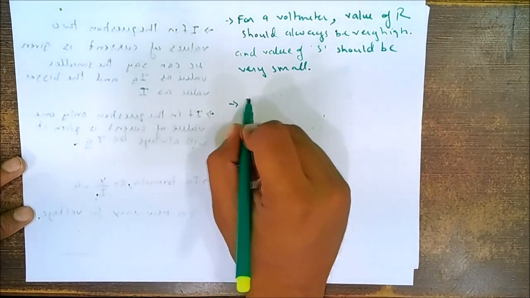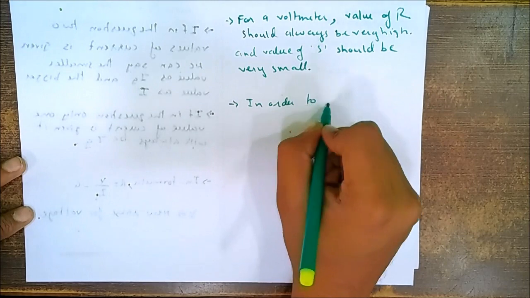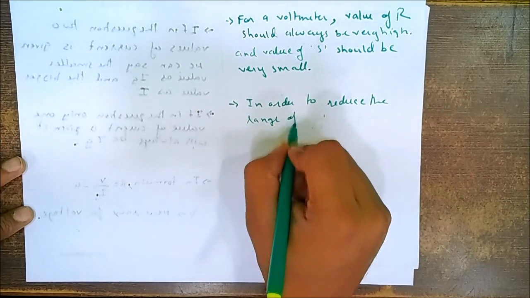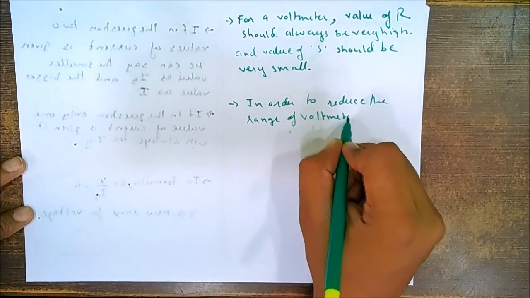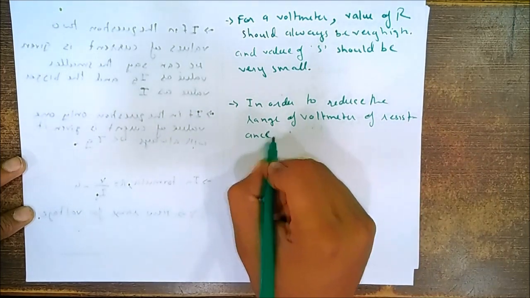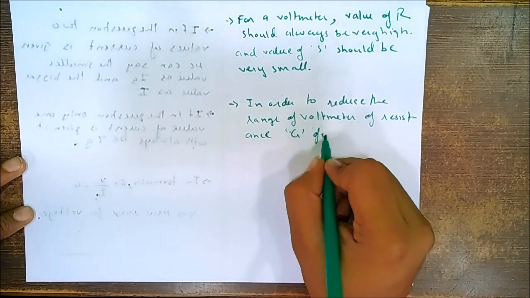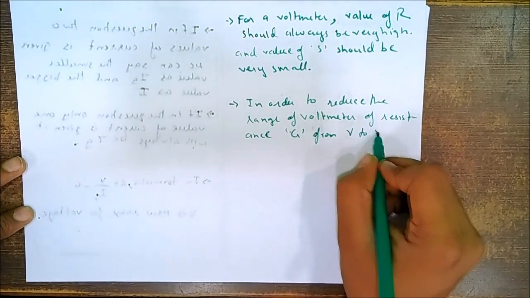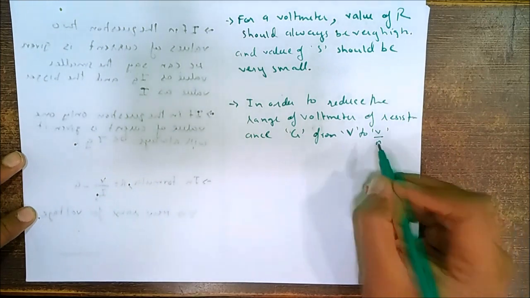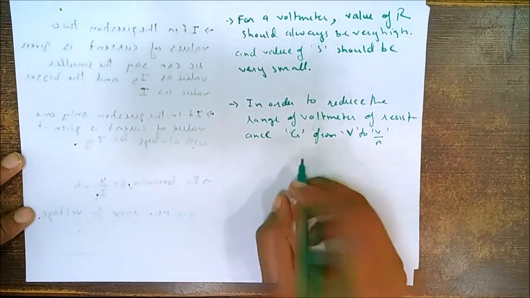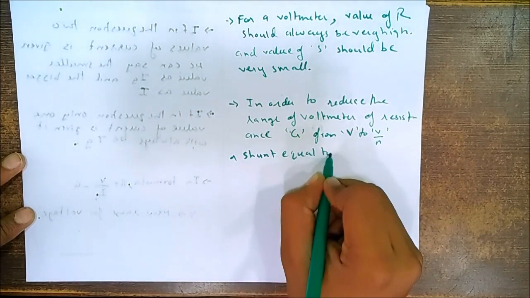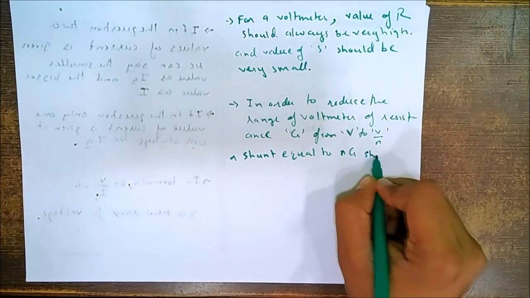Now, in order to reduce the range of a voltmeter of resistance G from V to V upon N, we are going to decrease the range of the voltmeter from V to V by N. A shunt equal to G upon N should be connected in parallel.